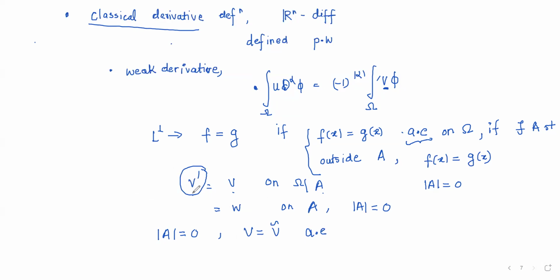So that's what I'm saying. You can change the function value on a measure 0 set, and that function also satisfies this integration by parts. Here what I am using is the Lp space or L1 space property, that the functions are equivalence classes. So you have a lot of representatives, it doesn't matter. So the definition is almost everywhere. Yeah, the definition is almost everywhere.